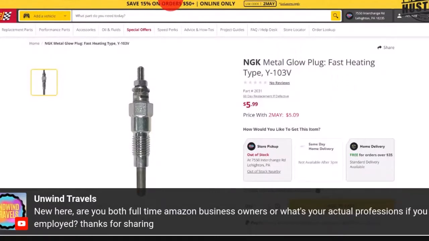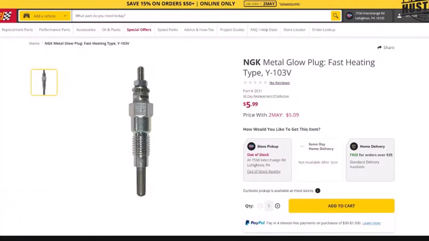It's a glow plug. Does anybody know what a glow plug is? Karen, do you know what a glow plug is? No, not at all. Not even close. So diesel engines don't use spark plugs. There's such high compression in a diesel engine, it's actually the heat. But never mind, we won't get into all that. This is the beauty of this, hustlers. You don't have to know what the product is. All you've got to know is, does it sell?